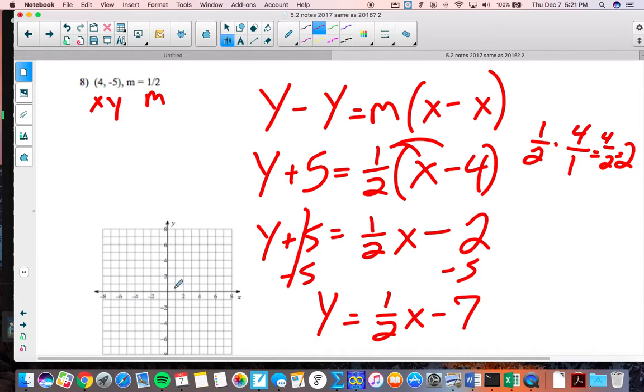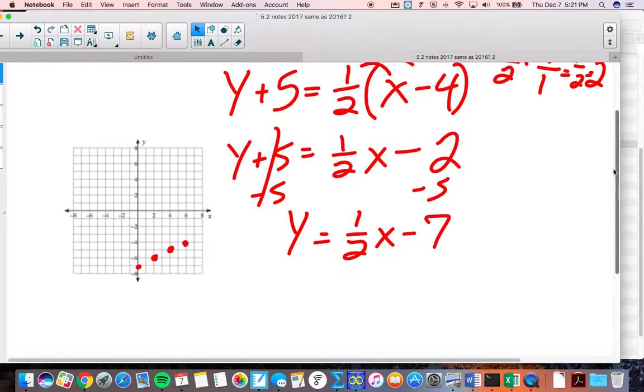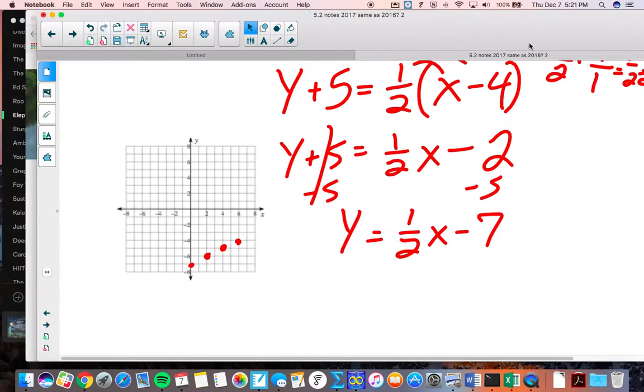Let's graph the situation, plot the point for negative 5. That's right there. Now go up 1, right 2. That doesn't help, go down 1, left 2. Down 1, left 2. Check that out. I think our y-intercept is at negative 7. Yep, it sure is, and that's what our algebra told us it would be.